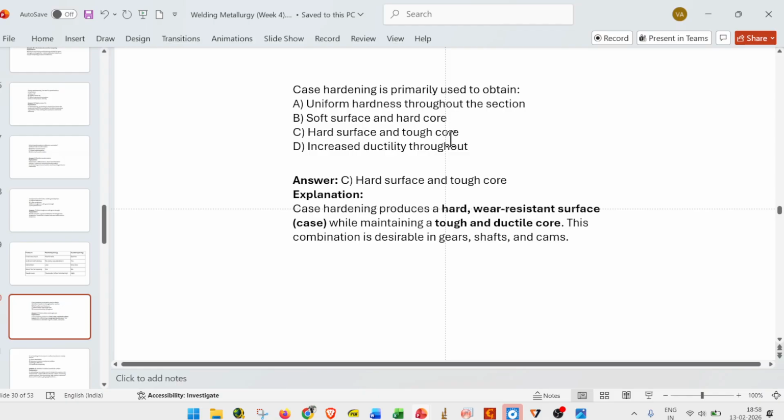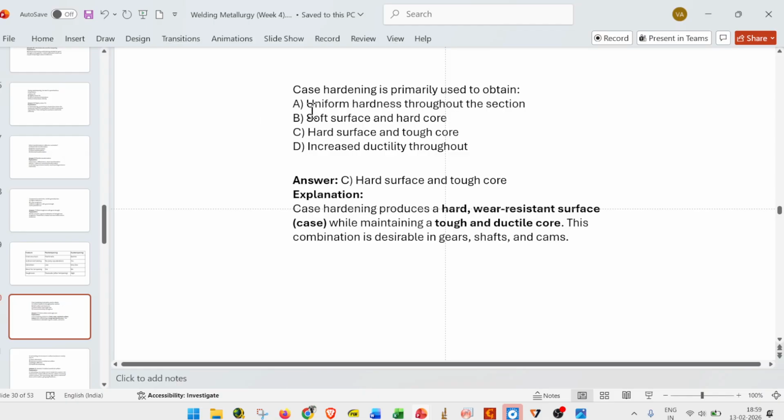For example, if we take gears, we require the gear surface to have very good wear resistance and high hardness. But inside we want high toughness, because in the same material we want different properties at different locations. In those cases, we can go for this case hardening process.